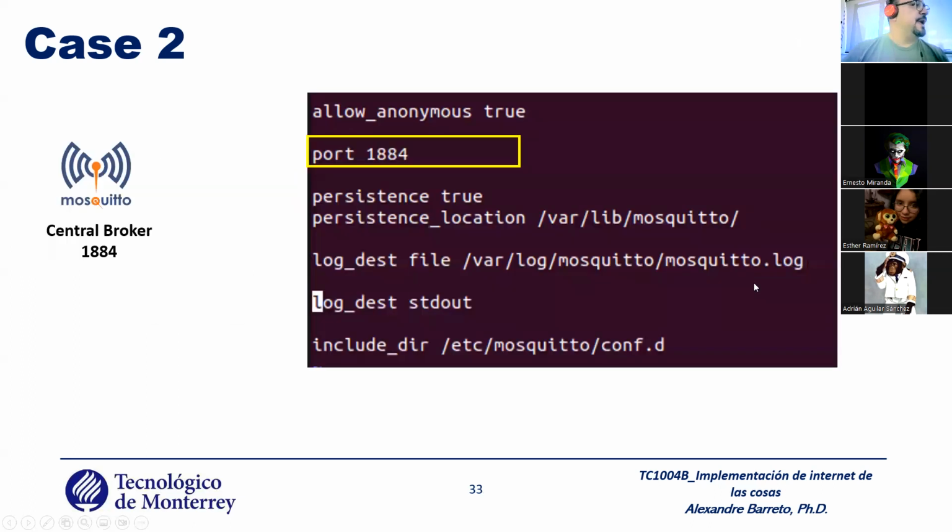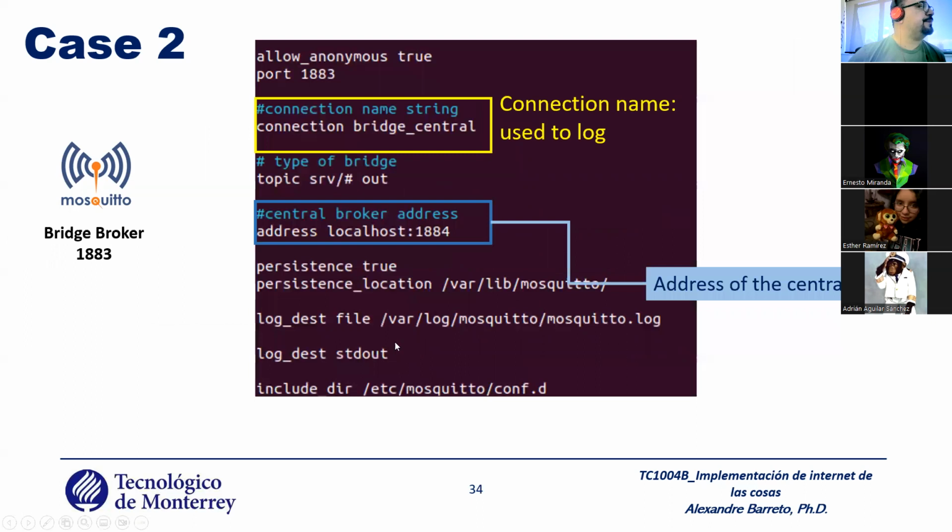Okay, in the central broker, the only thing that you need to pay attention to is the port. Okay, put the port 184. Okay, the rest of the file is exactly the same. And the bridge broker is a little different, no? The first thing, you need to define a connection name. Remember, the connection name is for, for example, when you have a central broker that receives messages from 3, 4 different bridge brokers. The connection name helps you to identify where the message is from.